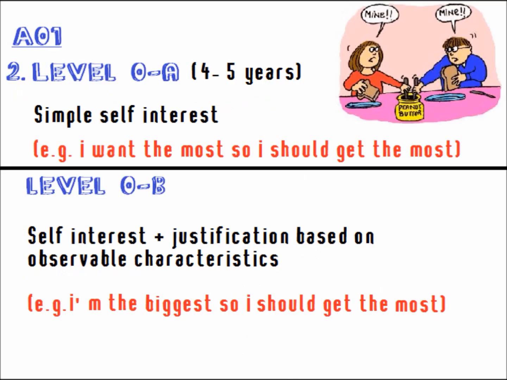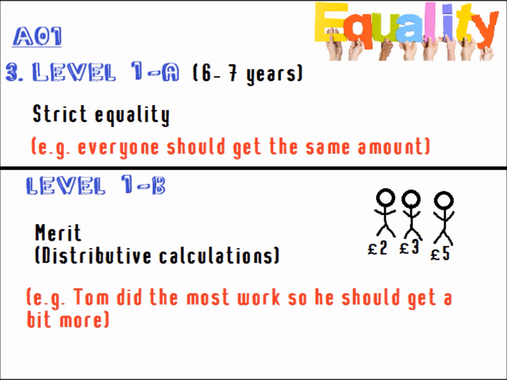Level 0A, 4 to 5 years. Simple self-interest. For example, I want the most, so I should get the most. Level 0B, self-interest plus a justification based on observable characteristics. For example, I'm the biggest, so I should get the most. Level 1A, 6 to 7 years. Strict equality. For example, everyone should get the same amount. Level 1B, merit. Distributive calculations are used. For example, Tom did the most work, so he should get a bit more.